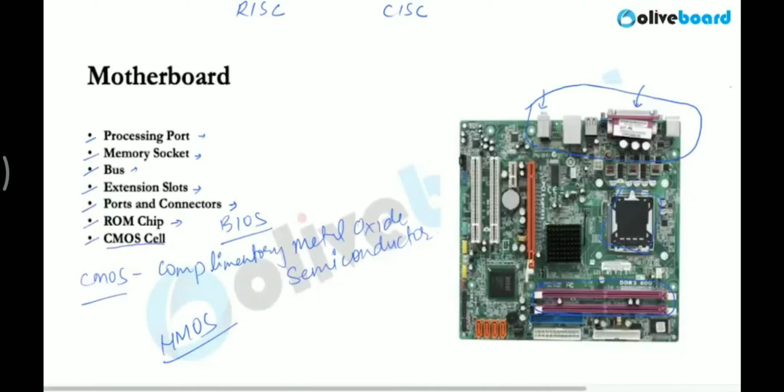So how would you know what is a RISC? RISC is a type of processor based on the architecture of a processor. What is the full form of RISC? RISC stands for Reduced Instruction Set Computer. Let me write it here: Reduced Instruction Set Computer.